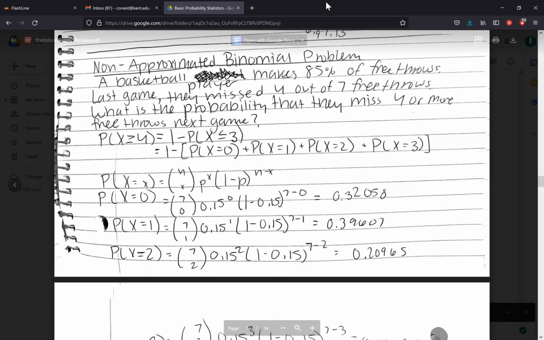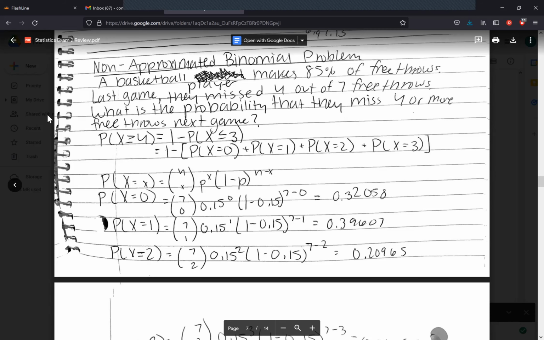Going back to why I said that the binomial distribution is kind of painful to calculate. This is a relatively short example, but even then, there's a lot of calculations, so there's a lot of room for error. But I thought I would throw it in here anyway, just in case you see it on the exam. It says a basketball player makes 85% of free throws. Last game, they missed 4 out of 7 free throws. What is the probability that they miss 4 or more free throws next game?